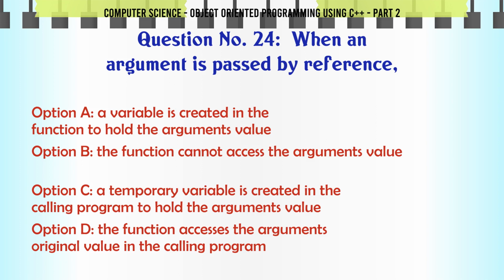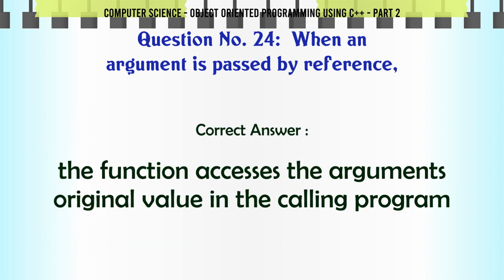A. The function cannot access the argument's value. C. A temporary variable is created in the calling program to hold the argument's value. D. The function accesses the argument's original value in the calling program. The correct answer is the function accesses the argument's original value in the calling program.